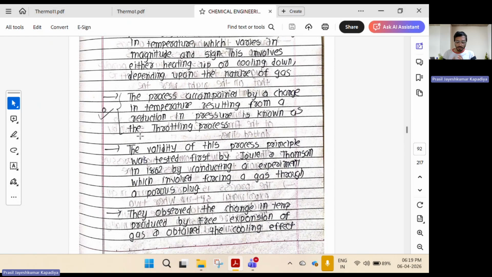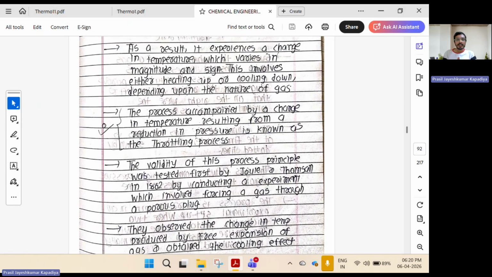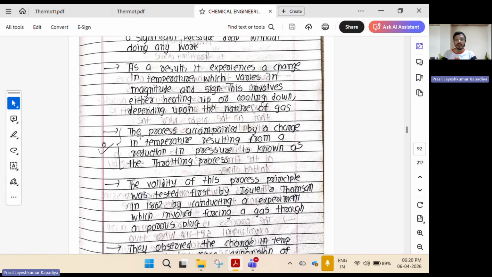This process, accompanied by a change in temperature resulting from a reduction in pressure, is known as throttling process. So what we did, we took some compressed gas, then we passed it through a flow resisting device. There will be some pressure drop without doing any work, and because of the pressure drop, the gas is going to change its temperature. So this process where the change in temperature is occurring because of reduction in pressure is known as throttling process.